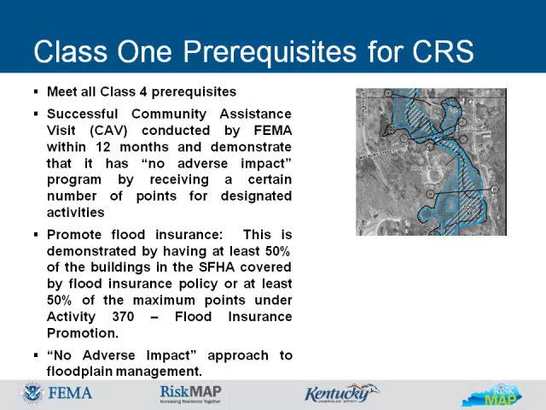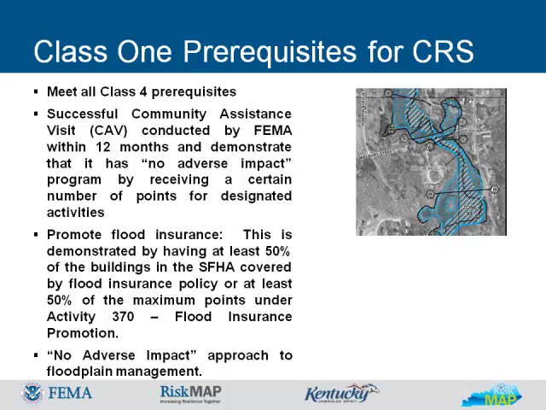Promote flood insurance as a vital way to protect residents and businesses from the financial impact of a flood. This is demonstrated by having at least 50% of the buildings in the community's special flood hazard area covered by a flood insurance policy, or obtaining at least 50% of the maximum points under Activity 370, Flood Insurance Promotion.